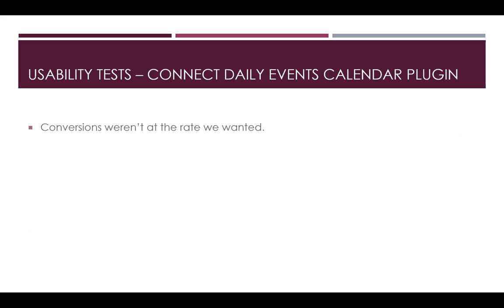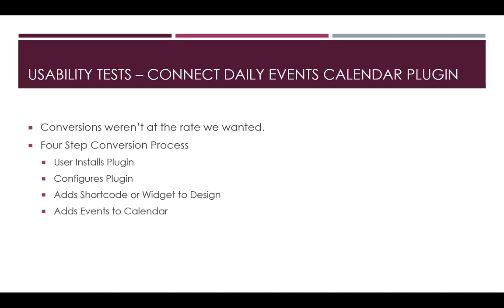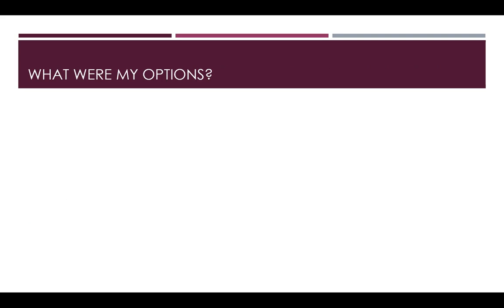So we had some problems. Conversions weren't what we wanted. And the software had a 4-step conversion process. Step 1 is the user installs the plugin, then they configure the plugin, then they add a shortcode or widget to their design. Oh, and if I didn't mention this, it's a WordPress plugin. And finally, the user adds events to their calendar. Our conversion rate was about 16%, so I was not happy with that. We were converting about 1 in 6.